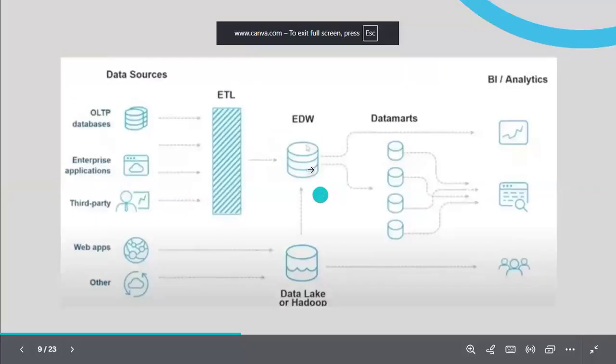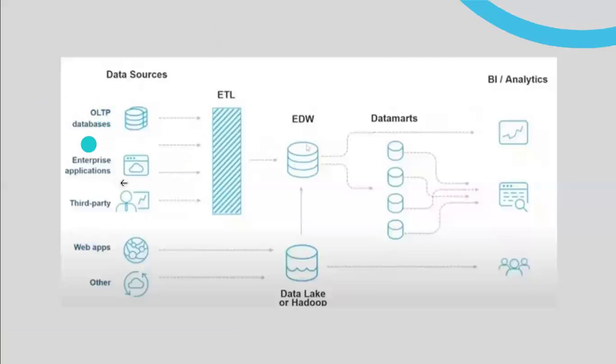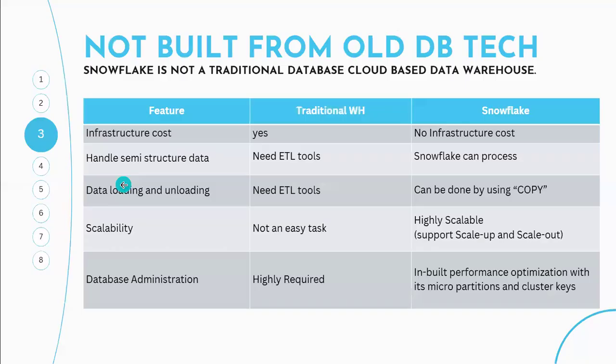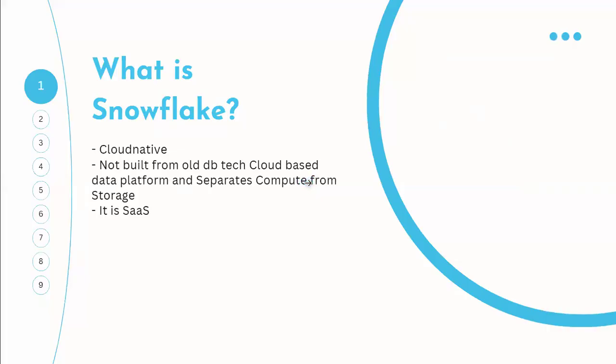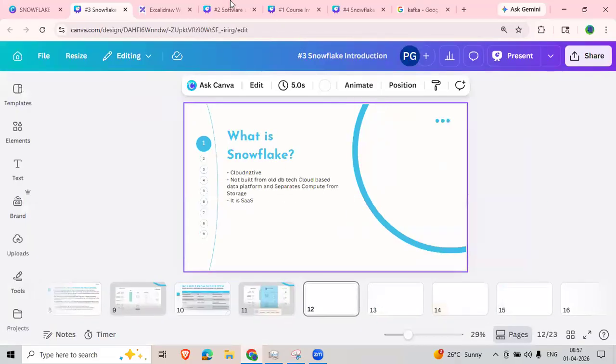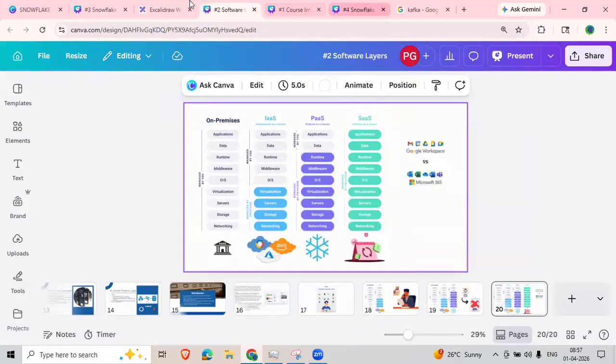If you see here, in the traditional database, I need to use an ETL tool for connecting with multiple source systems. On the other hand, Snowflake has inbuilt objects like storage integration. By using those inbuilt objects, I can connect with any source system, extract the data, and load it into Snowflake. Clear? Any doubt up to here?